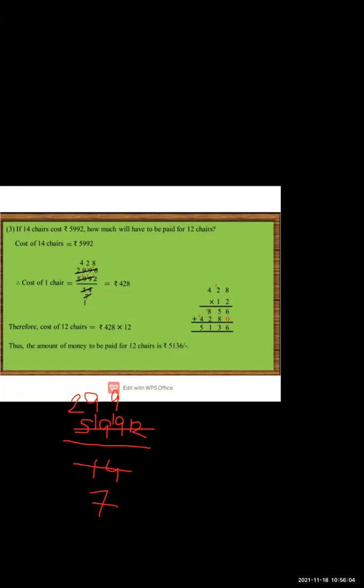Here again, 2 9s are 18. Okay, 1 remains from 19, so we give it here and it becomes 12. That is 2 6s are 12. So here it is 7, so we will directly divide it by 7.